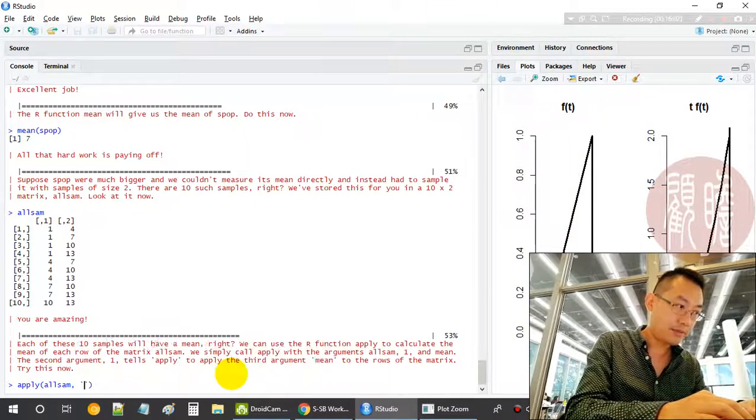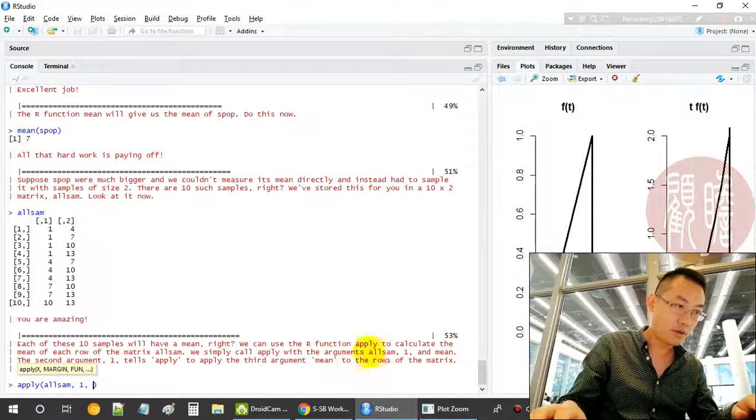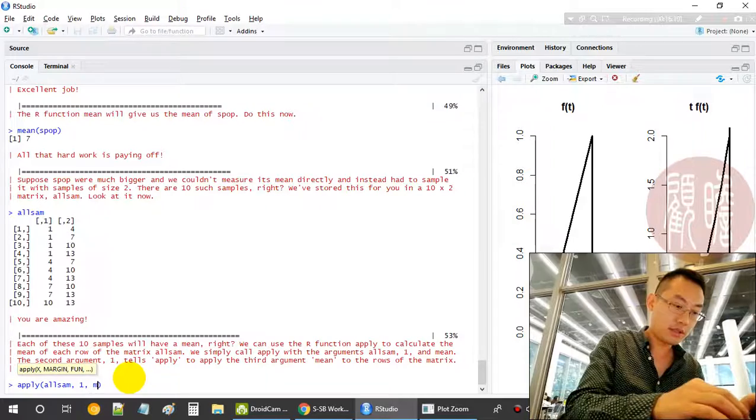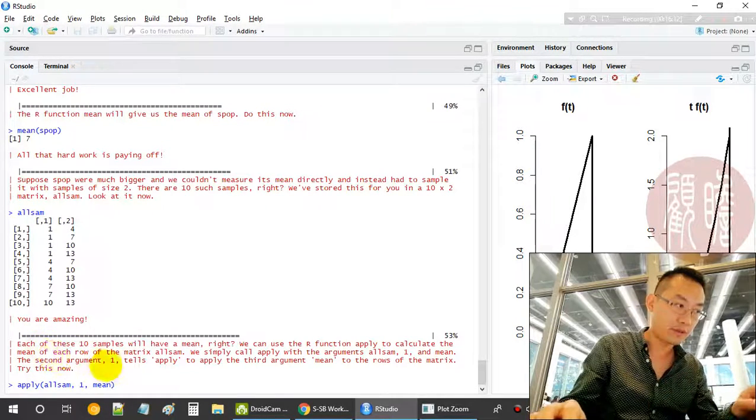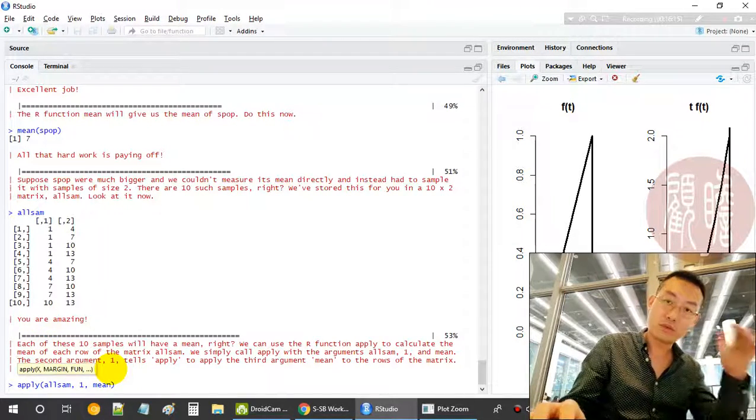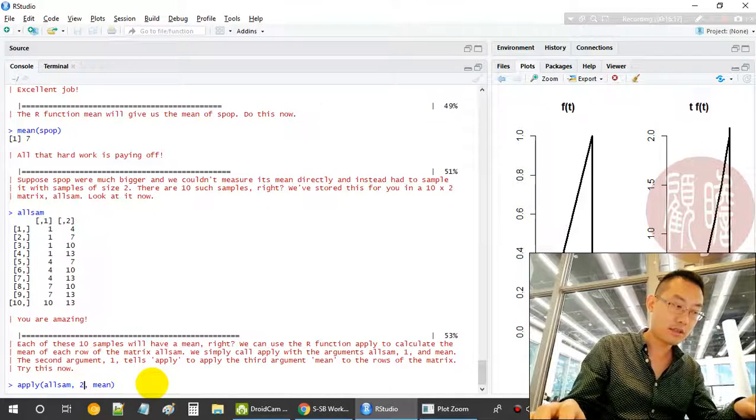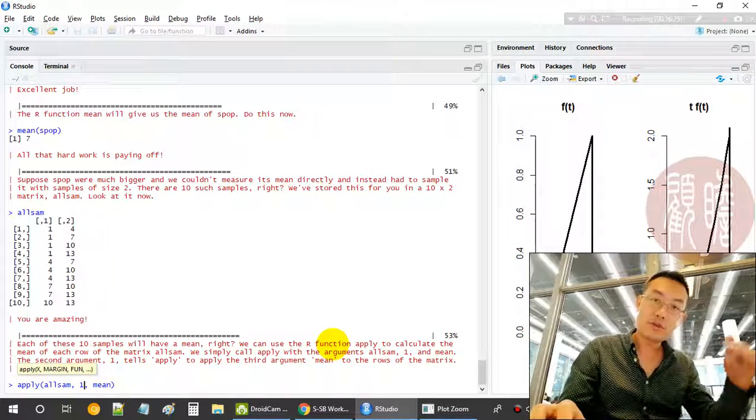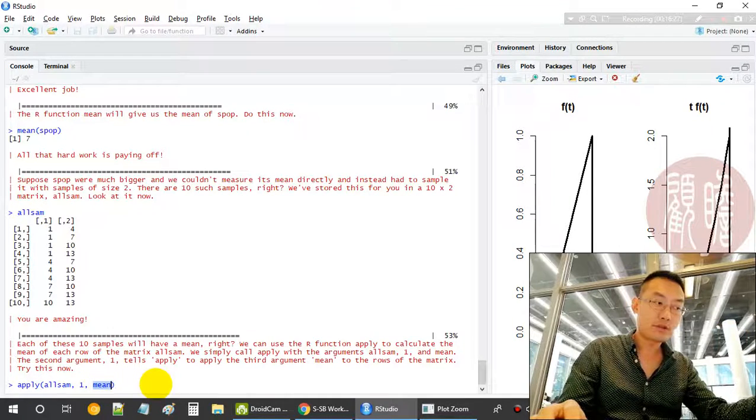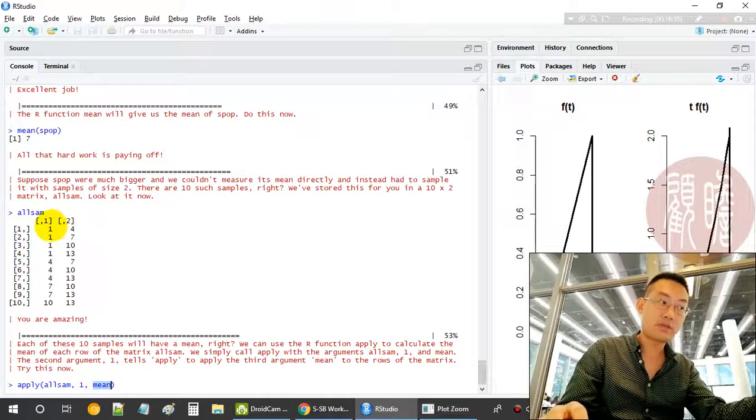So here we need to provide a number. 1 tells the apply function that 1 means row level. If we provide 2 here, it will mean the column. So 1 is row level. We apply the function called mean row by row. So the mean value for the first row of these 2 numbers, 1 plus 4 divided by 2, will be 2.5.